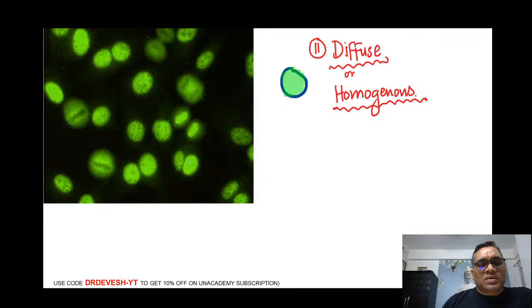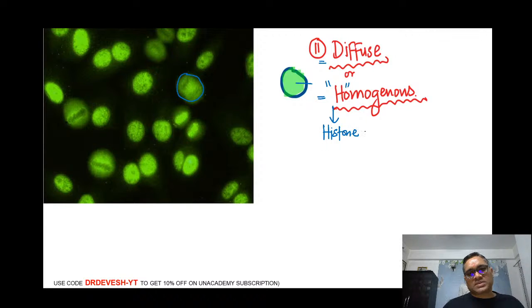Now you can see what we are observing here. That entire nucleus is now equally stained. In the previous picture we were seeing that the bright yellow color was at the periphery, but now you can see the bright green color is involving the entire nuclei. So this is called diffuse pattern, or homogeneous pattern. Diffuse or homogeneous: H for homogeneous, remember, H for homogeneous and H for histone antibodies.